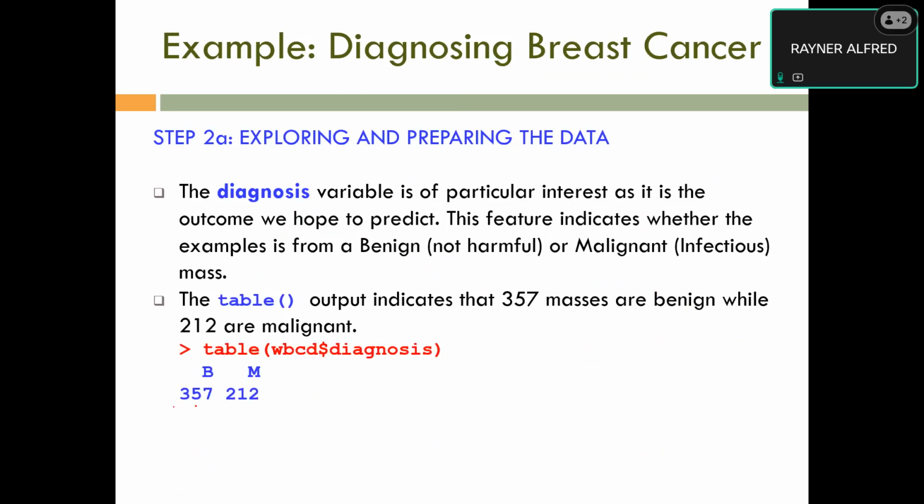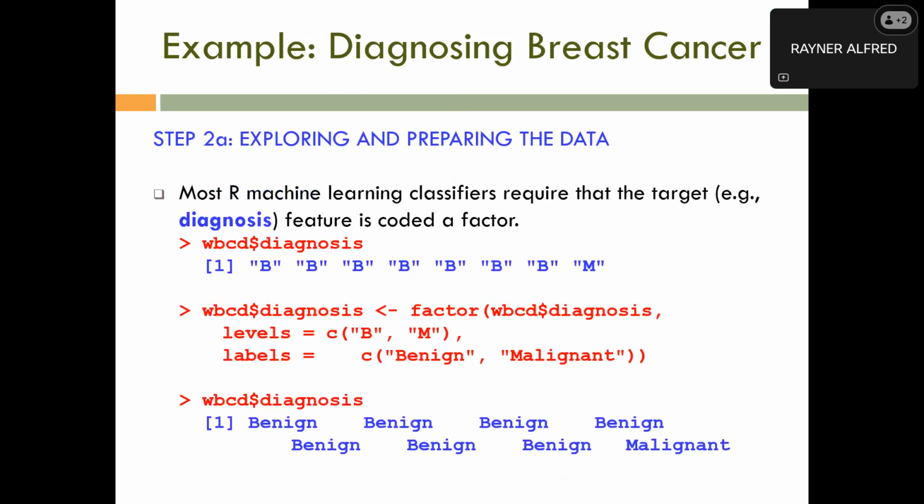Next, we look at the distribution of the cancer. So this is benign and malignant. This number tells you the number of records that belong to benign, and 212 records belong to malignant. Malignant is the infectious cancer, and benign is not harmful cancer.